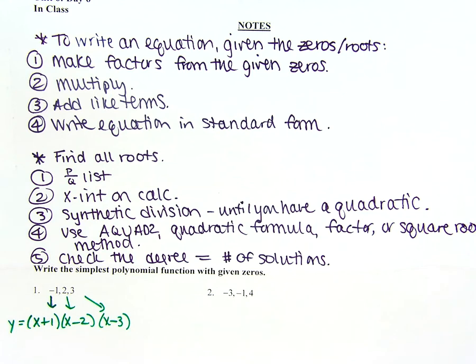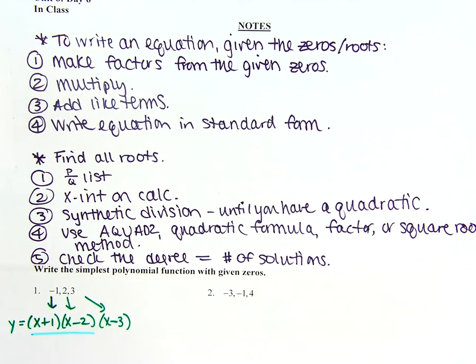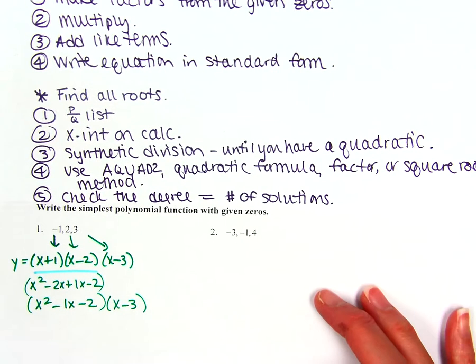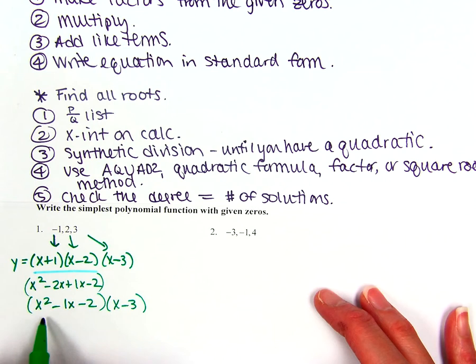Alright, so now you need to multiply, and I'm just going to take the first two and multiply those. Since they're both binomials, I can FOIL. So x squared minus 2x plus 1x minus 2. And if I combine my like terms, I get x squared minus 1x minus 2. So now I still need to multiply it by the x minus 3, which you could either use box method or distributing. So let's just distribute.